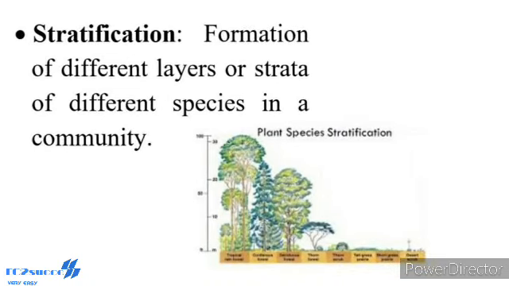Another one, stratification, formation of different layers or strata of different species in a community. Interaction of biotic and abiotic components results in a physical structure that is characteristic for each type of ecosystem. Identification and enumeration of plant and animal species of an ecosystem give its species composition. Vertical distribution of different species occupying different levels is called stratification. For example, trees occupy the top vertical stratum or layer of the forest, shrubs the second, and herbs and grasses occupy the bottom layer.